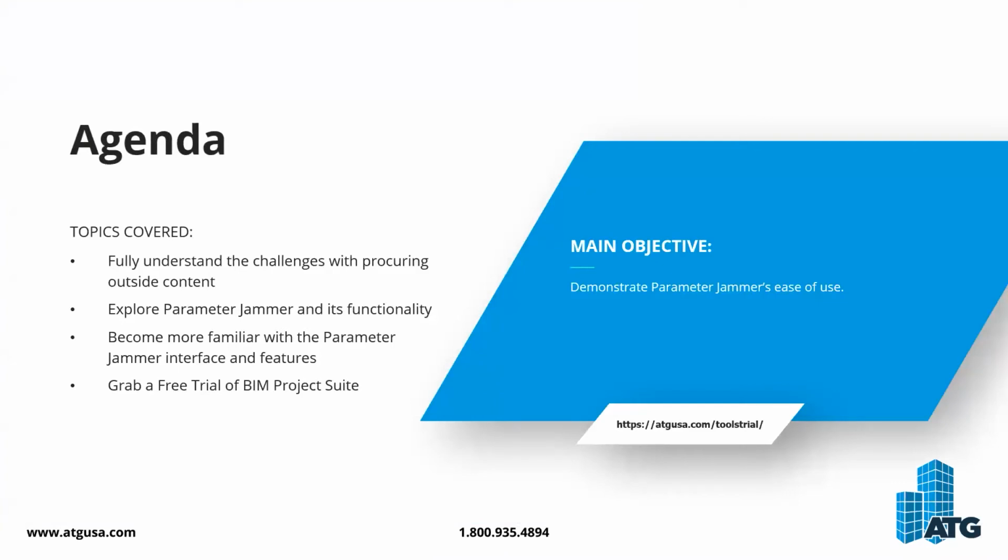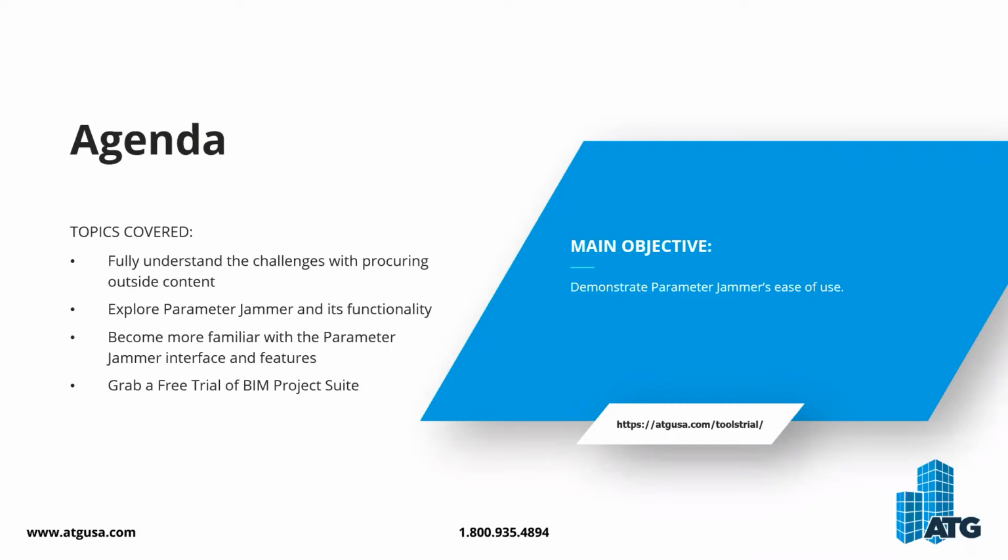Our agenda today is to cover these learning objectives. We're going to fully understand the challenges with procuring outside, well, maybe not fully understand, there's quite a few challenges with procuring outside content. And by outside content, we mean from manufacturers, BIM Object, Revit City, and other locations. We're going to explore Parameter Jammer and its functionality. And we're going to become more familiar with the Parameter Jammer interface and features.